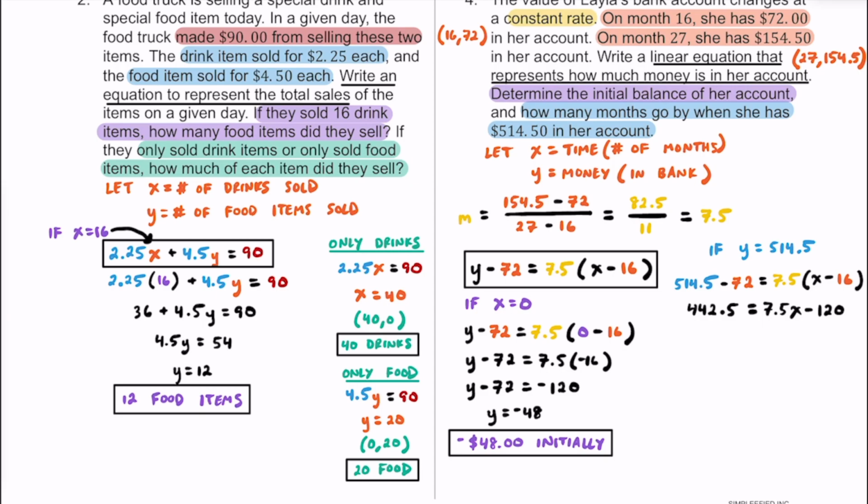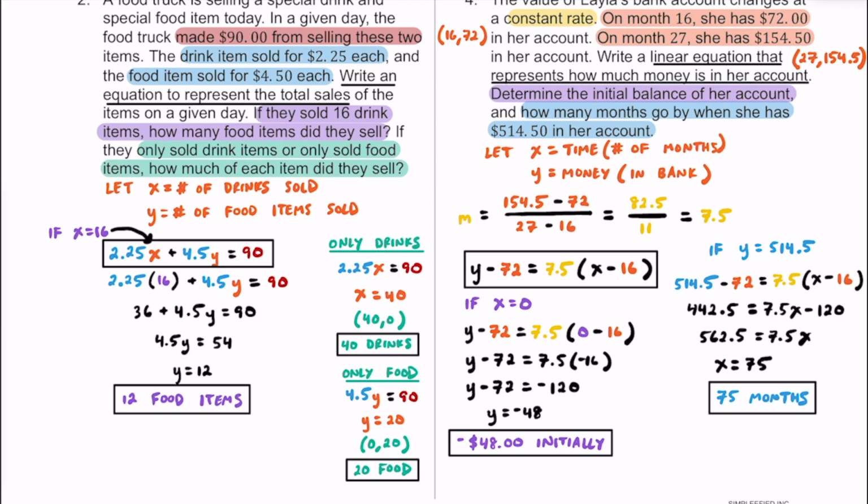Next, let's solve this two-step equation by adding 120 to both sides. If we do that, we're going to get 562.5 on the left side. That's equal to just 7.5x on the right side. And if we divide both sides by 7.5 now, we're going to get that x is going to be equal to 75. So if y was equal to $514.50, the total amount of money that she has in her account, it must have taken 75 months to get to that point.